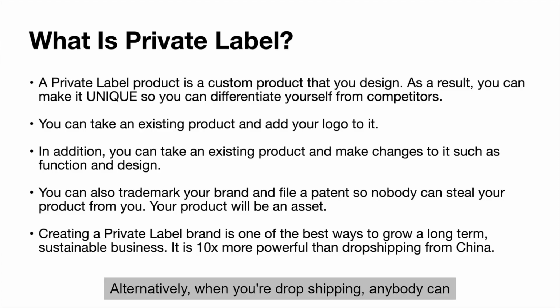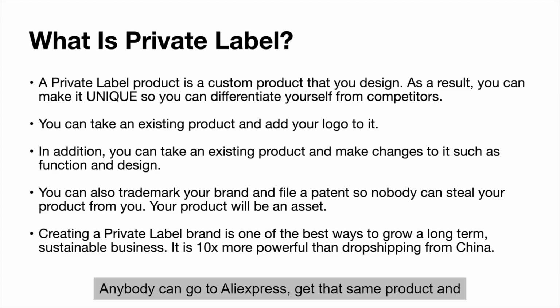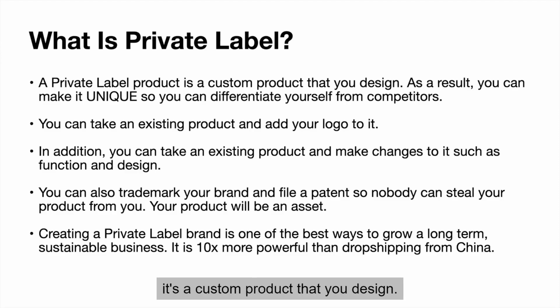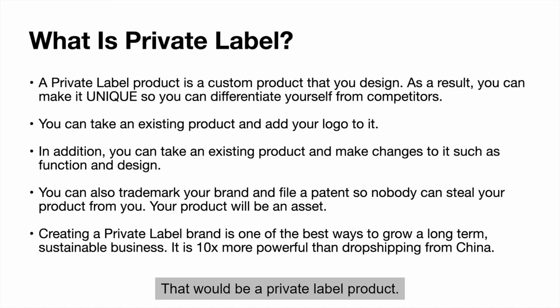Alternatively, when you're dropshipping, anybody can sell the same product as you, right? Anybody can go to AliExpress, get that same product, and put it on their website and start selling and advertising it. However, with private label, it's not that simple, as it's a custom product that you design. So the first way to do private label is to take an existing product and add your logo to it. So you can get a t-shirt and you can add a custom design to that, right? That would be a private label product.